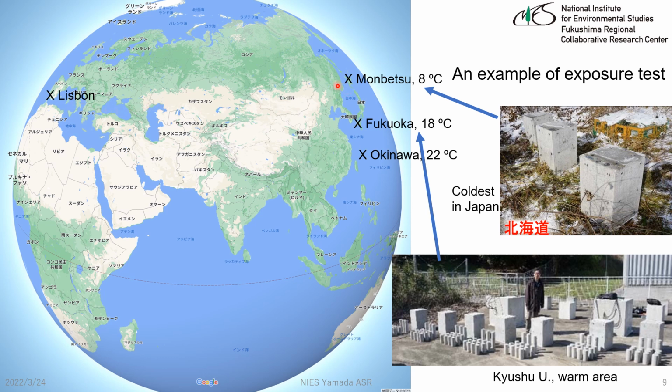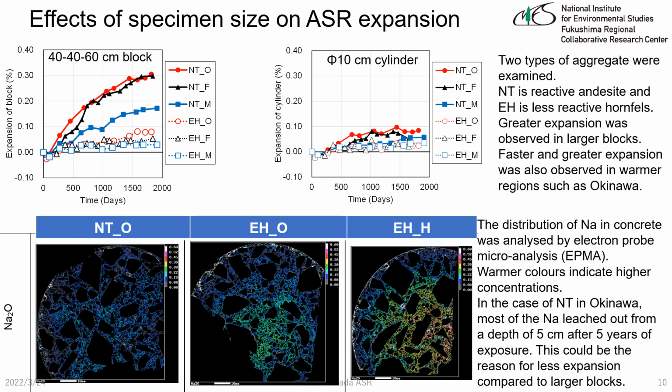Anyway, we exposed these specimens in 3 different places in Japan. One is placed in the coldest environment in Japan, like this. Then the others are warmer ones, and Okinawa is the warmest place in Japan. Two types of aggregate were examined. NT is reactive andesite, and EH is less reactive hornfels.